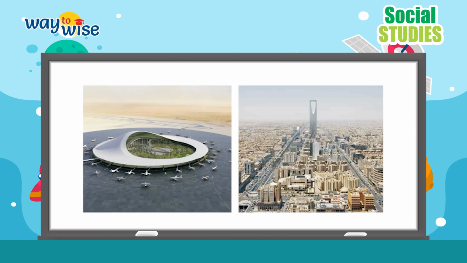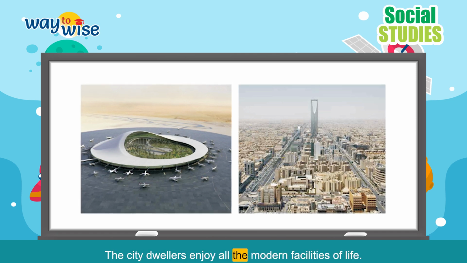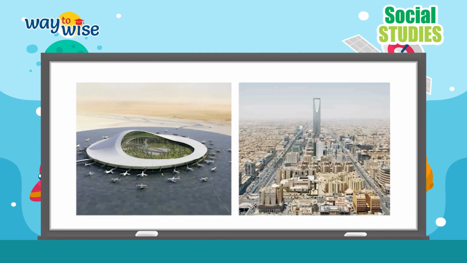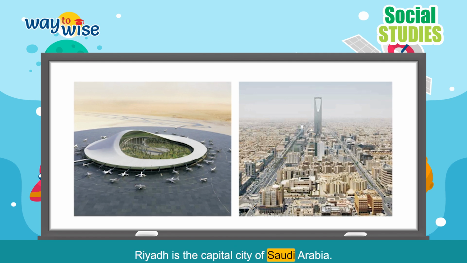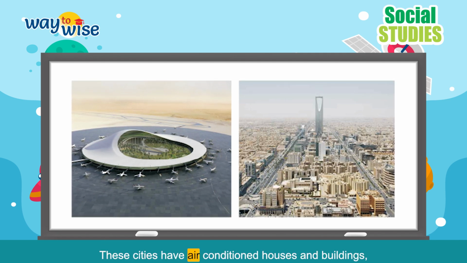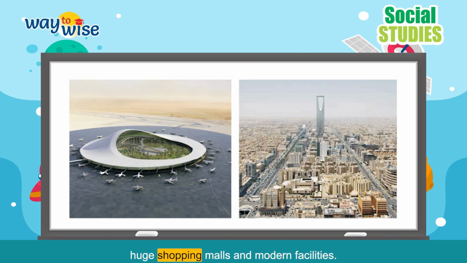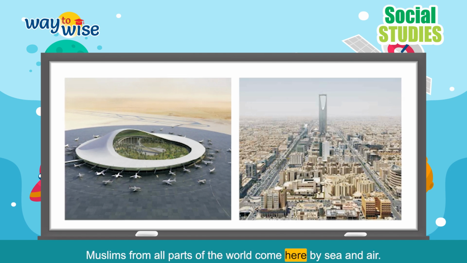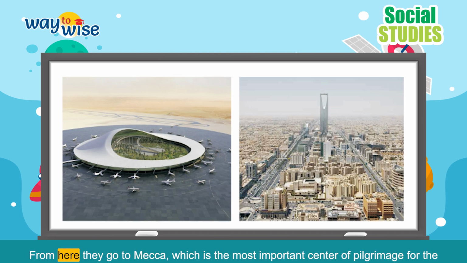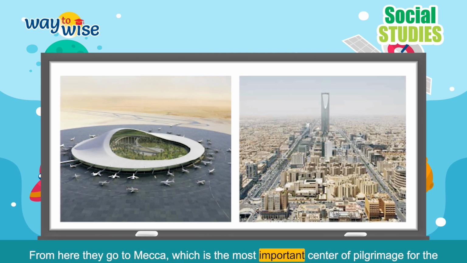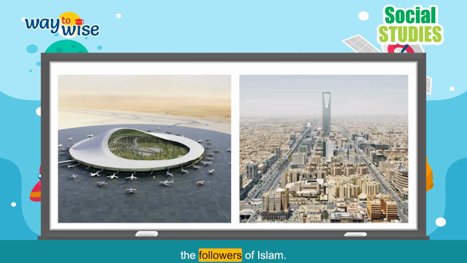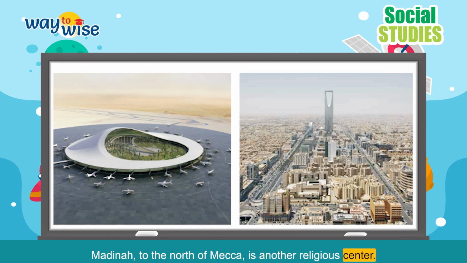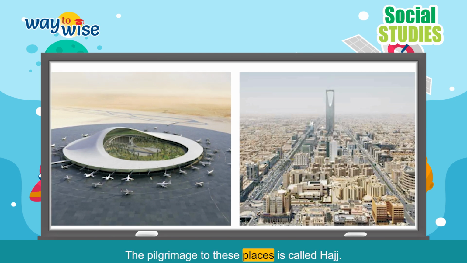Cities and towns. The city dwellers enjoy all the modern facilities of life. The largest cities are Riyadh and Jeddah. Riyadh is the capital city of Saudi Arabia. These cities have air-conditioned houses and buildings, huge shopping malls and modern facilities. Muslims from all parts of the world come here by sea and air. From here they go to Mecca, which is the most important center of pilgrimage for Muslims, the followers of Islam. Medina, to the north of Mecca, is another religious center. The pilgrimage to these places is called Hajj.